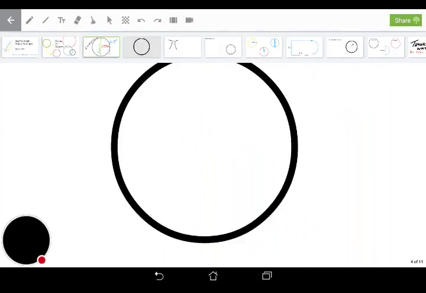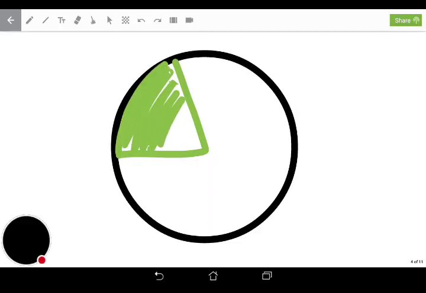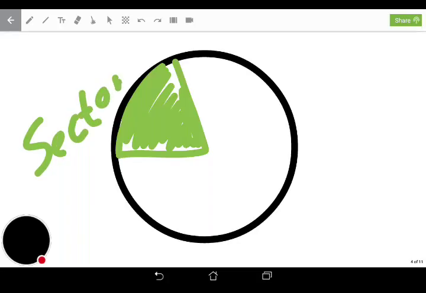Let's move on to more parts of a circle. We'll look at this one. This is like a slice of pizza. It is called a sector. A lot of people get that and this next one confused.